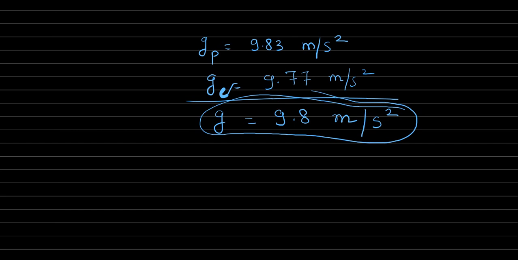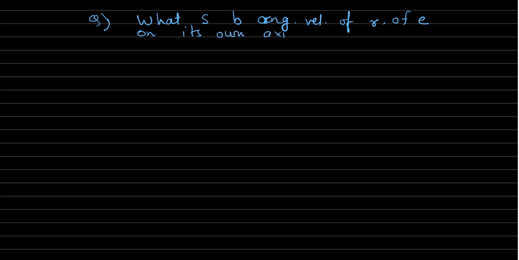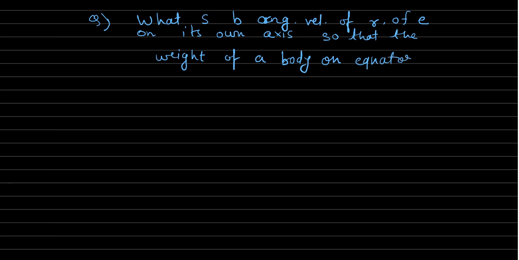Okay, now we are going to do some more numericals. So write the next numerical, which is based on rotation. The angular velocity of rotation of Earth on its own axis, so that the weight of the body on equator becomes 0. This is our question.